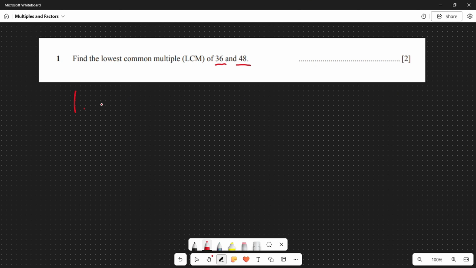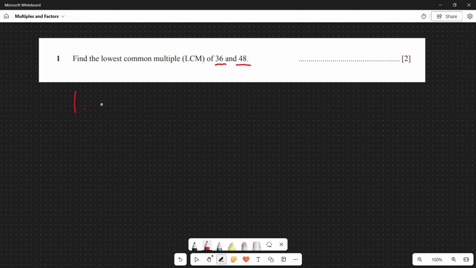But as you can see here, again, lowest common multiple is the first number that is a multiple of both 36 and 48. So 36 is not in the multiples of 48, 72 is not in 48, 108 is not in the multiples of 48, 144 though is in both the multiples of 36 and 48. So your answer is going to be 144. So the lowest common multiple is 144.